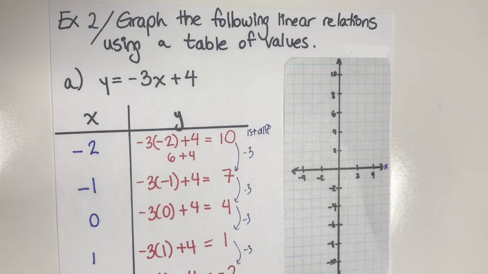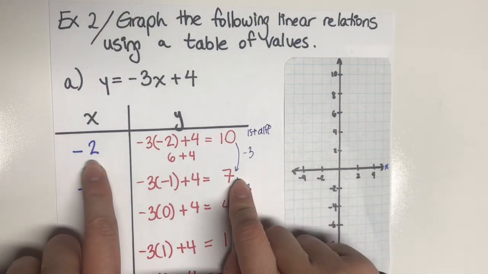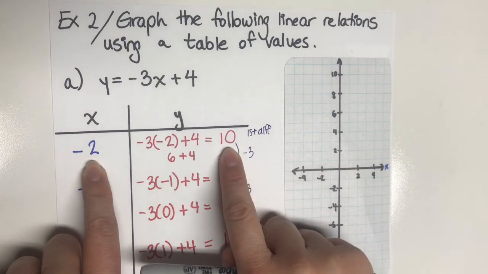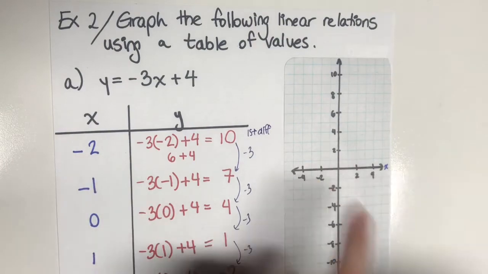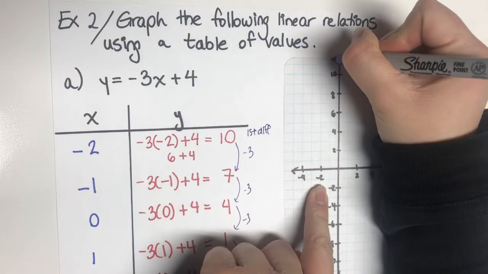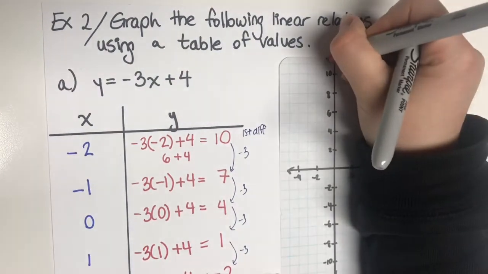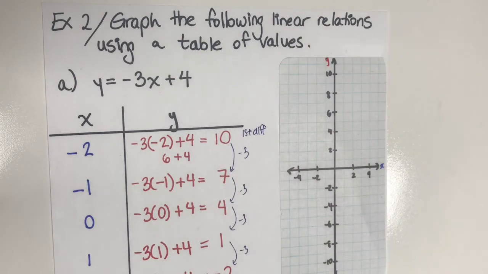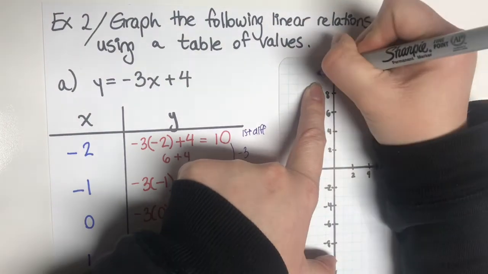Now that I have my x values and my y values, I can graph these coordinates on the chart, or on the graph. So my x value is -2 and my y value is 10. So I'm going to go -2 on the x-axis, and on the y-axis, so this is my y-axis, I'm going to go to 10, and they meet up right here.